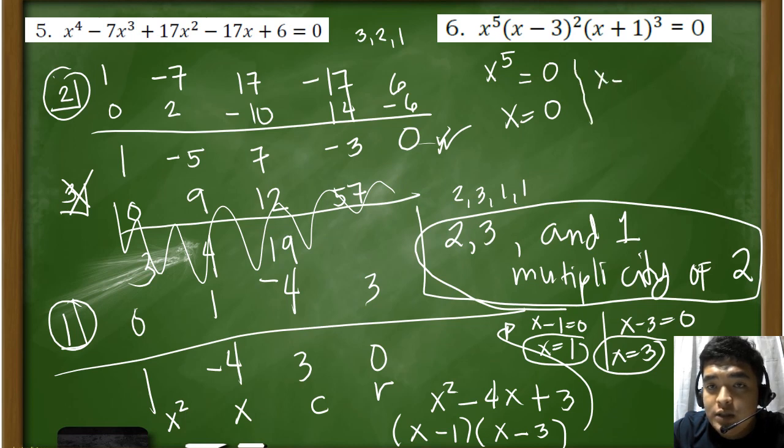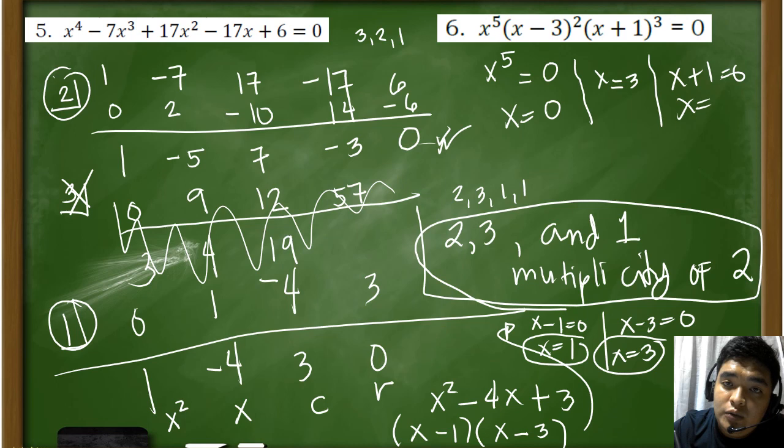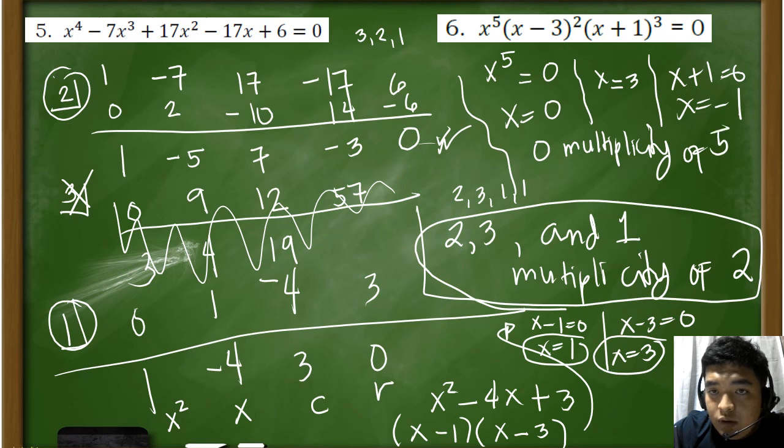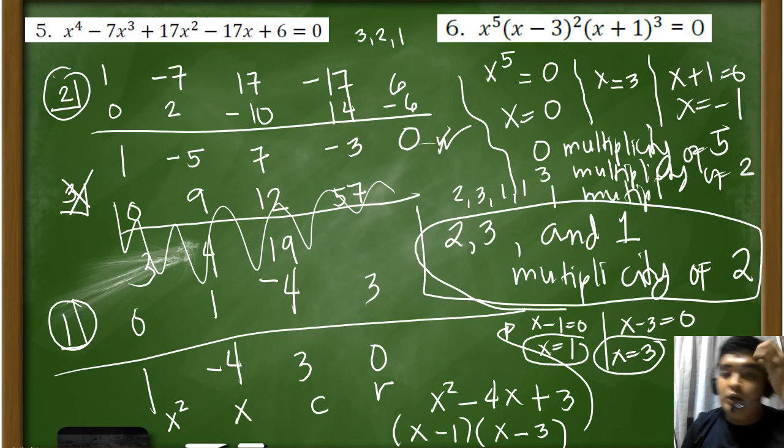So that is x equals 3, because it has a square, so there are two factors of x minus 3. Then x plus 1 is cubed, so that is x equals negative 1. So in writing the roots, that is 0 with multiplicity of 5, then 3 with multiplicity of 2, then negative 1 with multiplicity of 3. Okay? Sorry, it got messy.